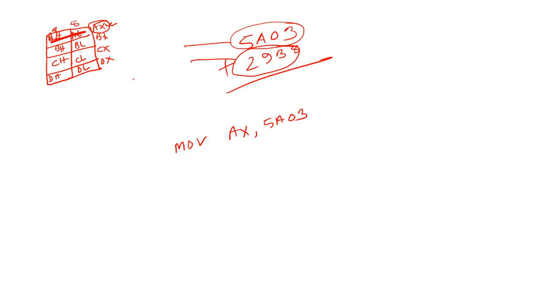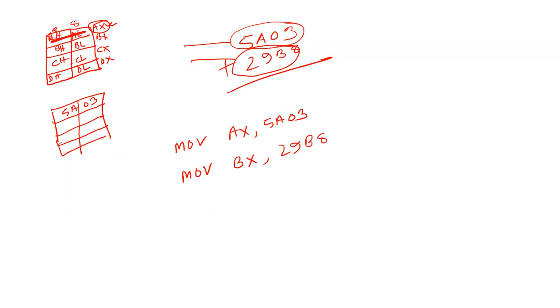So our code: move AX, 5A03. This data is transferred to our AX register. Now this register holds 5A03. And another move. This data is transferred to another register. So move BX, DX, CX, any, no problem, comma 29B8. Now our data transfer is finished. This is the BX, so BX data is 29B8.